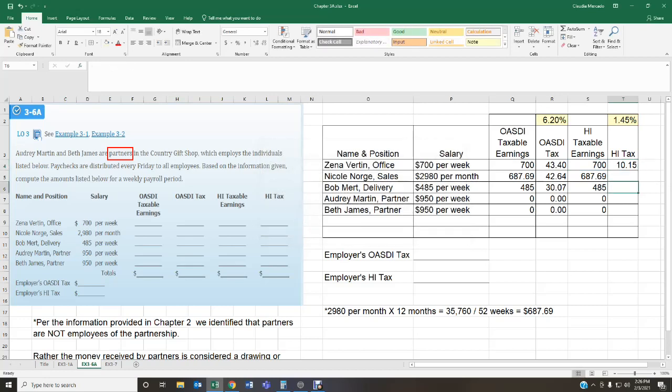Once you've done the formula, let's look at it once again. It's equals ROUND(S4, which is your weekly pay of 700, times your 1.45%, which is your HI rate. You're going to multiply it, and we're rounding to 2 decimal places.